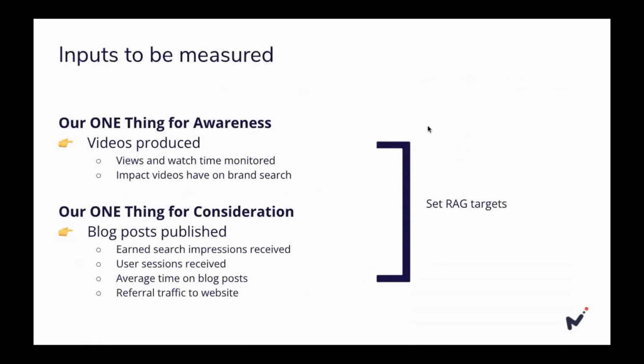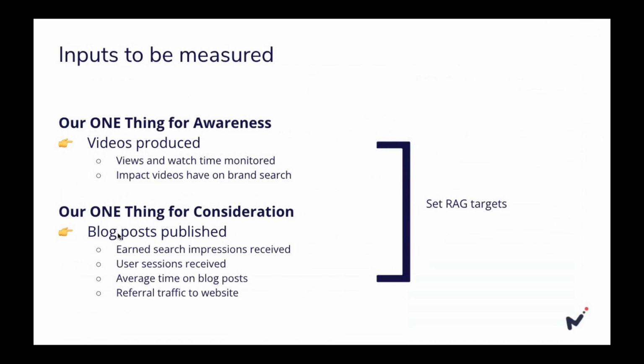So going into February, what is our one thing for awareness? We need to produce videos, and we need to get better at editing the content. So we will be tracking that. So videos produced. Again, those counter metrics, views and watch time monitored is critical. Impact the videos have on brand search. So I'll continue to monitor that brand search every time we publish video content. What is happening to brand in Google?